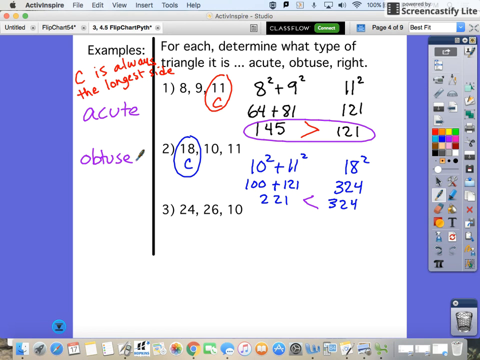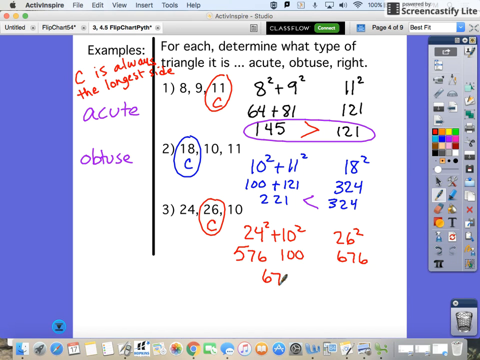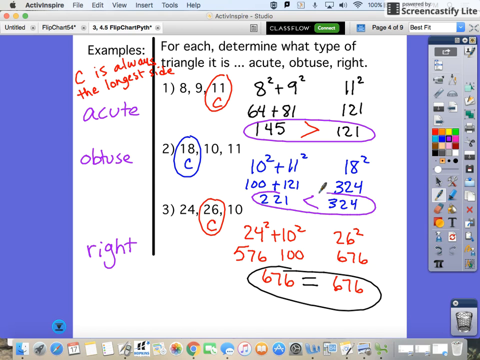If you want to pause the video and try this next one yourself, you can. Otherwise, I will do it. This one is going to be our C because it's the biggest. So we'll have 24 squared and 10 squared compared to 26 squared. This is 576. This is 100. And this is 676. This side is equal to 676. So is this. Because they are equal, that means this is a right triangle. It's all based on what happens here at the end.